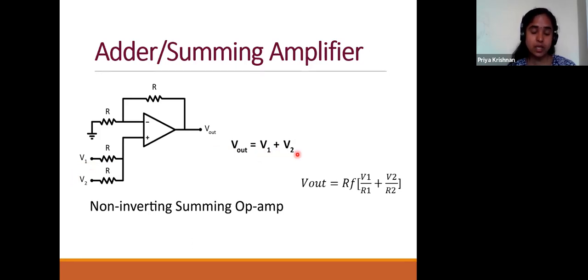In what case? If all my resistors hold the same value, then V out is equal to V1 plus V2. If you have 3 or 4 inputs here, then you can change your expression to V1 plus V2 plus V3, and keep on changing your expression like that. Or in case I have different resistors on different input sides, then you change your expression like this: RF times V1 by R1 plus V2 by R2. You can keep on changing your expression in this way.